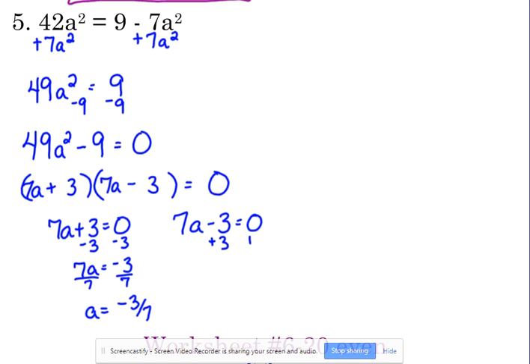For the other one, we add 3 to both sides, so 7a is equal to 3. We divide by 7, so this one's almost the same thing, but it's positive. So you may see it written like this. You may see them write a is equal to plus or minus 3/7. That just means that both the positive and the negative work out.